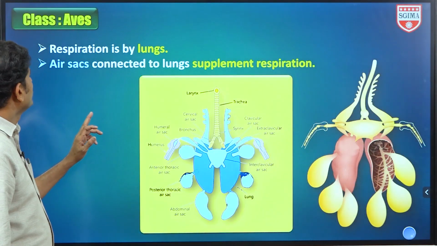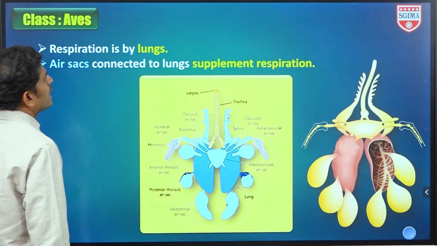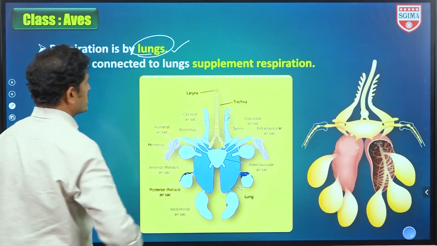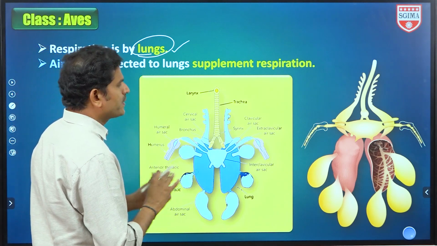Now, this is about the respiratory system. Respiration is by lungs. So, respiratory organs कौन सा? Lungs, the major respiratory organs in highly developed organisms, है ना, lungs. इधर थोड़ा सा specific characters है.